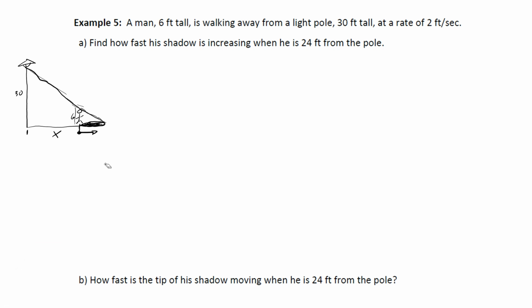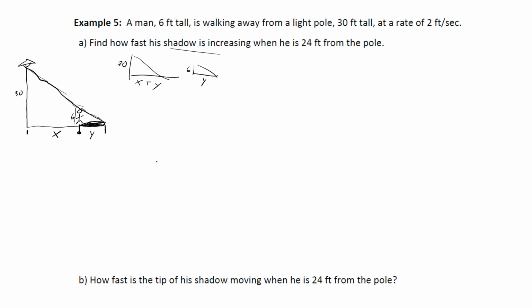So let's label this distance y. The length of his shadow is y, because that is changing as well. It's increasing. And this actually gives me two individual triangles. I know that x plus y and 30 is a triangle. And then I also have another triangle inside of this that's 6 and y.